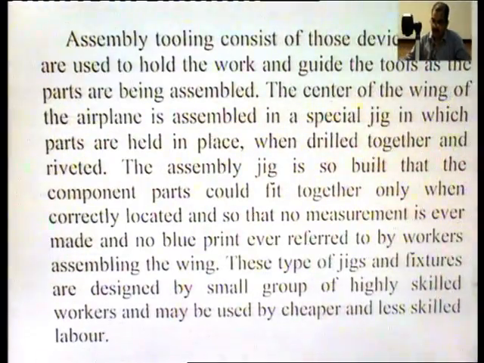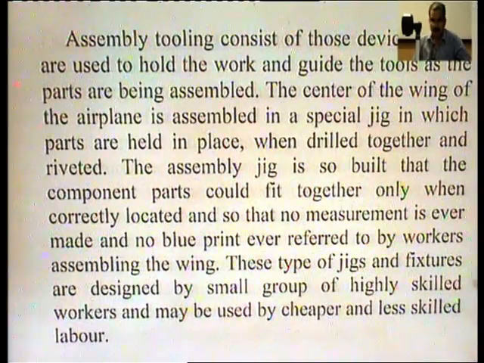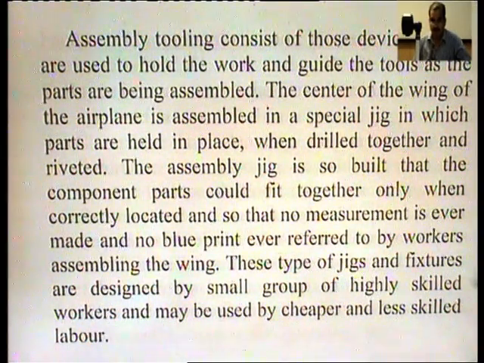Then assembly tooling consists of those devices which are used to hold the work and guide the tool as the parts are being assembled. The center of the wing of the airplane is assembled in a special jig in which parts are held in place when drilled together and riveted.